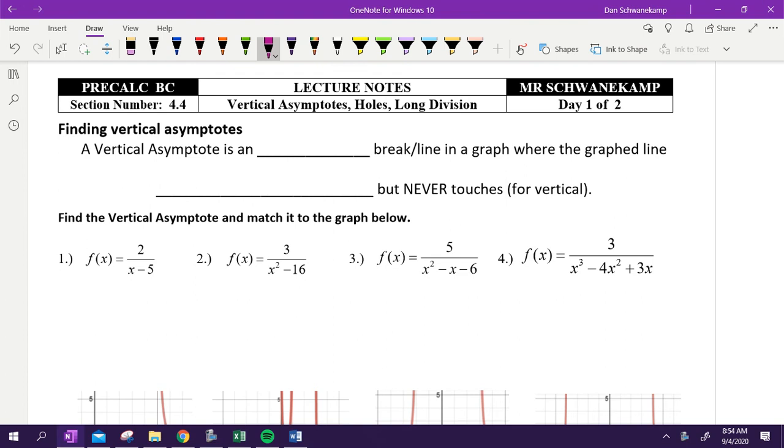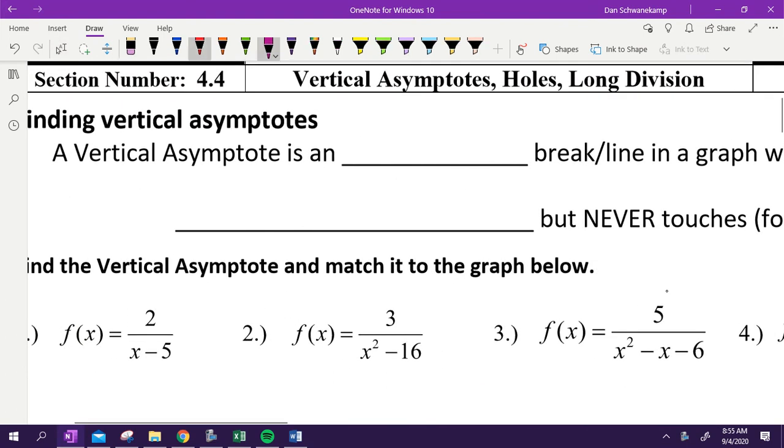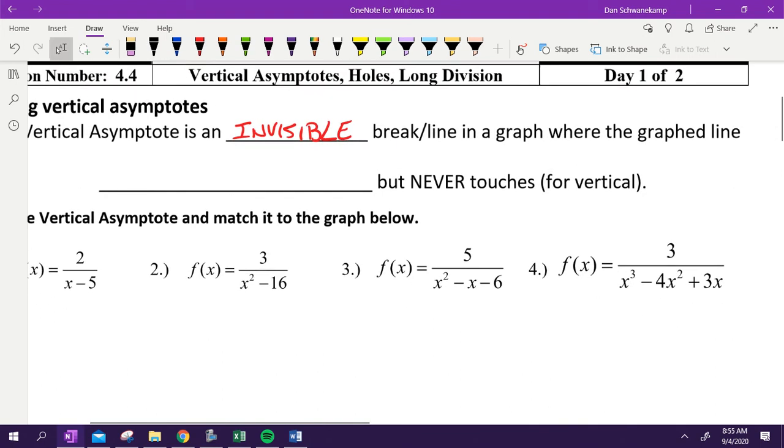So, a vertical asymptote. We're going to start off by finding vertical asymptotes. A vertical asymptote is an invisible, I say invisible because you won't actually see it drawn on the graph, but it's there. Okay, you'll be able to spot them pretty quickly. An invisible break or line in a graph where the graph line approaches, I'm going to get even less technical and say gets really close to.